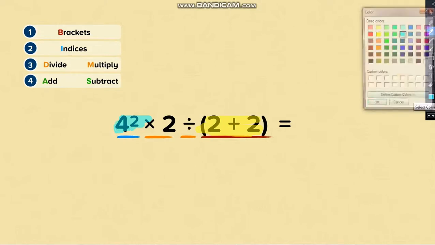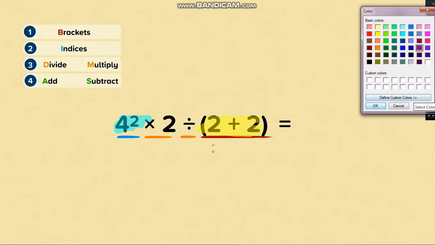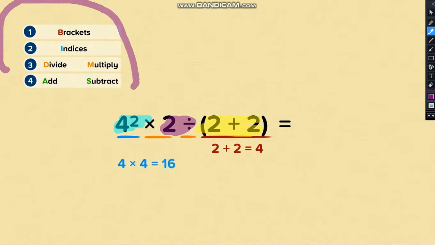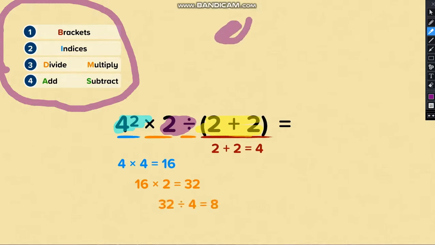So, first let's solve the operation within the brackets. 2 plus 2 is 4. Then we find the result of the index number. 4 times 4 is 16. After that, we solve the operations of equal priority, multiplication and division. 16 times 2 is 32. 32 divided by 4 is 8. The answer to this problem is 8.